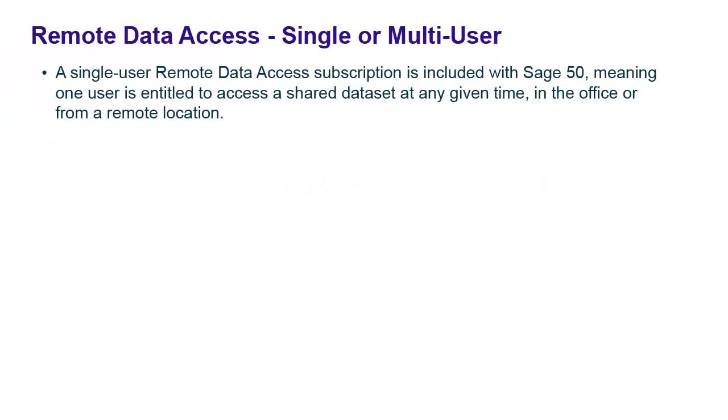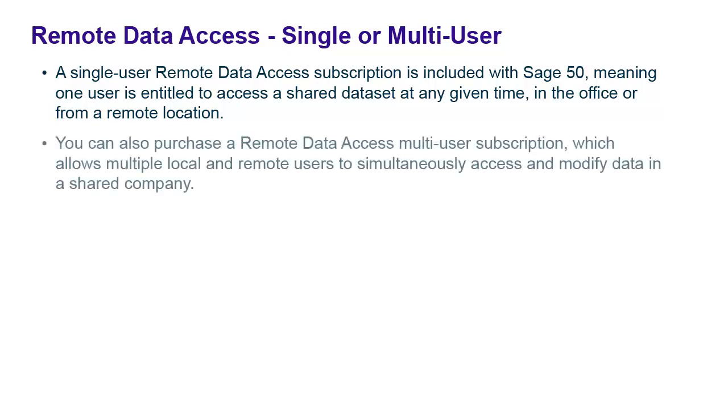A single user Remote Data Access subscription is included with Sage 50, meaning one user is entitled to access a shared data set at any given time in the office or from a remote location. You can also purchase a Remote Data Access multi-user subscription, which allows multiple local and remote users to simultaneously access and modify data in a shared company.